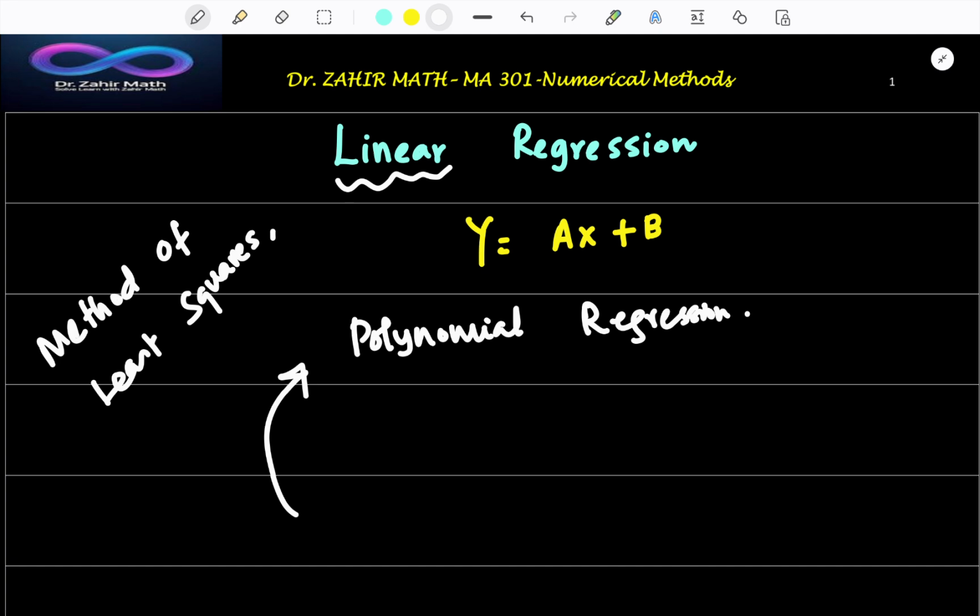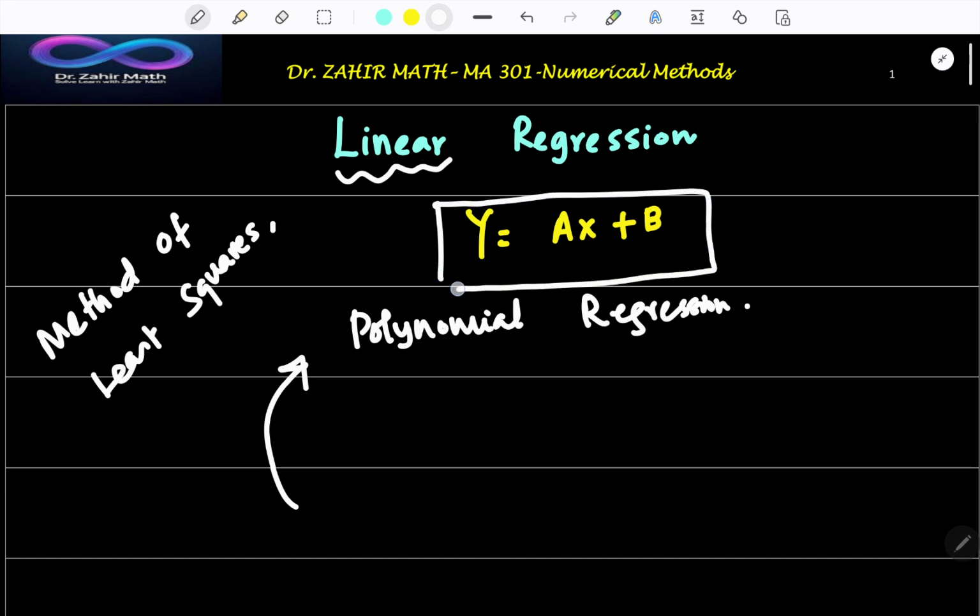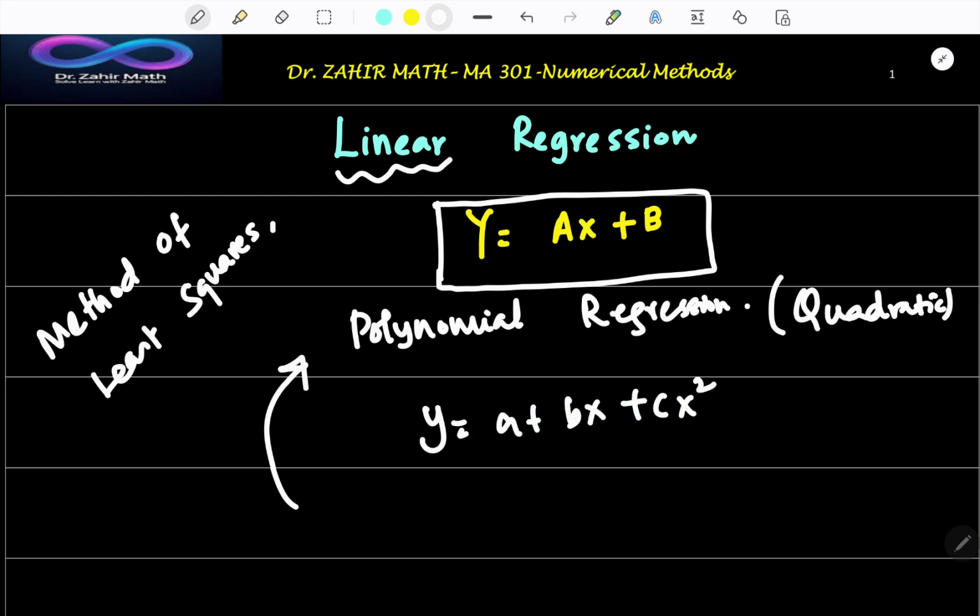Why? Because we would otherwise spend a long time solving the equations manually. The calculator gives you the constants of the regression line or curve. Today we will cover two types of least squares regression. Number one is linear regression, where the model is y equals ax plus b. The second one is polynomial, or quadratic, regression. The model for this one is y equals a plus bx plus cx squared.